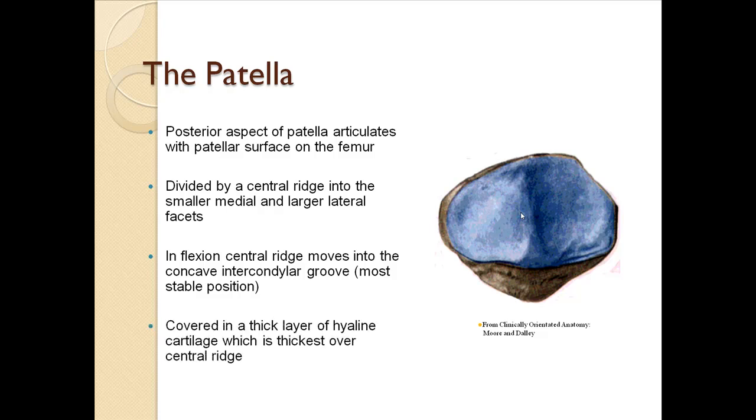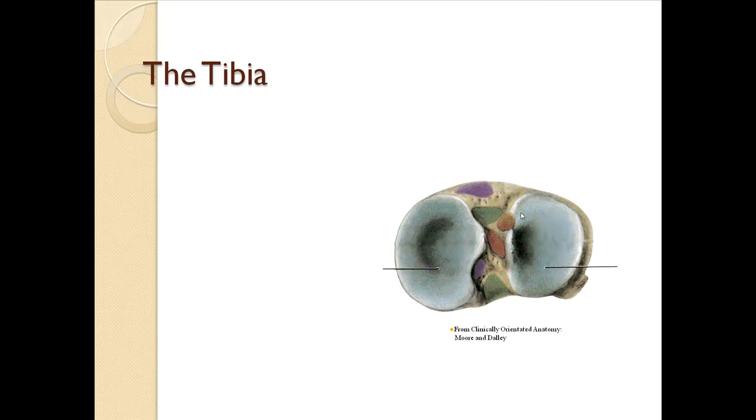The articular surface of the patella is covered in a thick layer of hyaline cartilage. The hyaline cartilage is thickest over the central ridge, and the hyaline cartilage on the back of the patella is the thickest cartilage that we have in the body. It is very prone to degenerative changes, to softening and to fissuring, and patellofemoral joint dysfunction is a very common pathology that is seen by the physiotherapist or the rehabilitator.